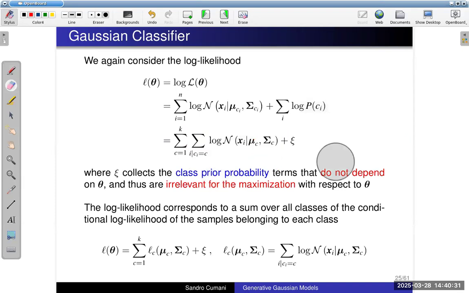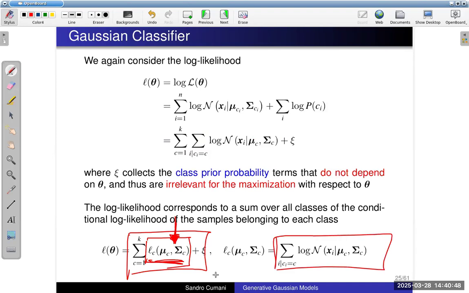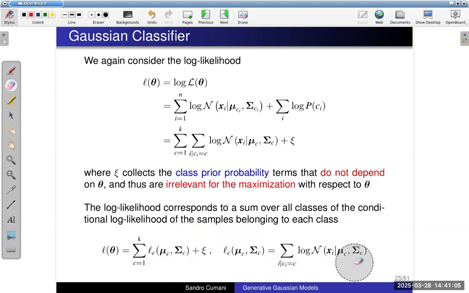And we've seen that this is convenient because we can express our log likelihood as a sum of these partial log likelihoods that depend only on the samples and on the parameters of a single class, and each of these corresponds to exactly the log likelihood of a model for the samples of that class with its own set of parameters. So the maximum likelihood solution requires that, if we assume that each class has its own set of parameters, we fit independently by maximum likelihood a Gaussian density to the samples of each class.